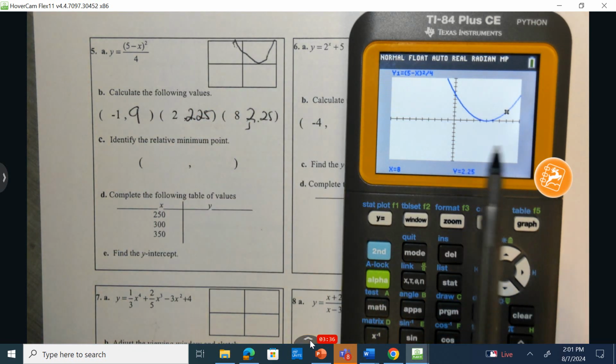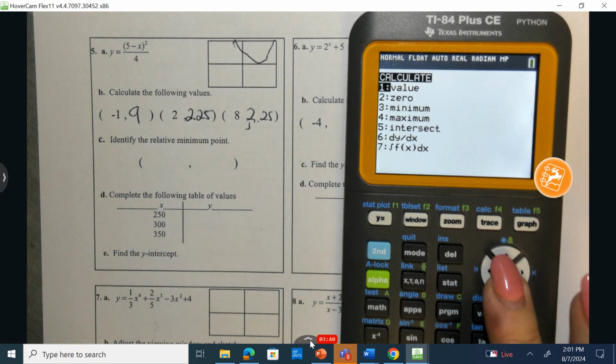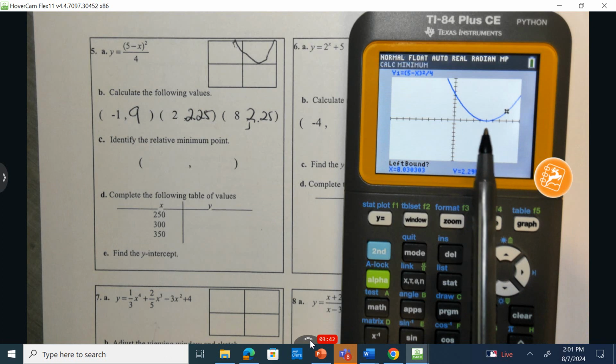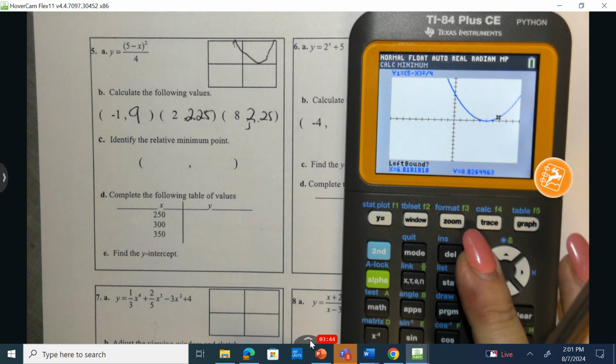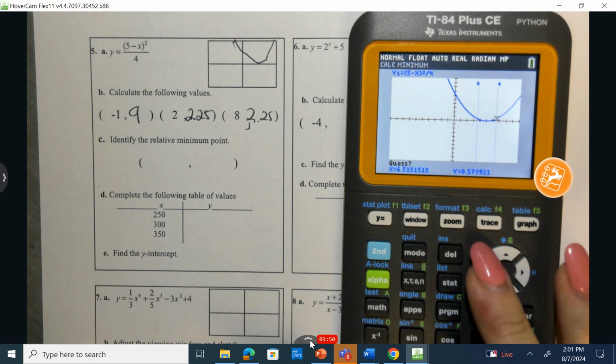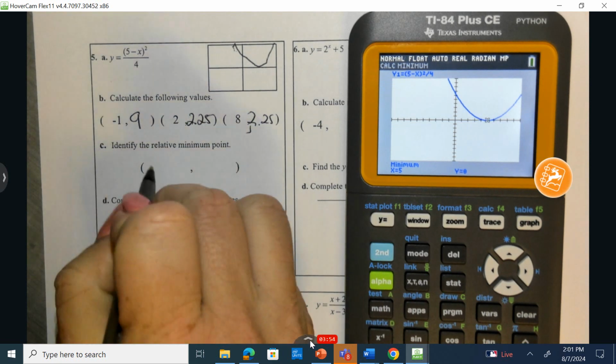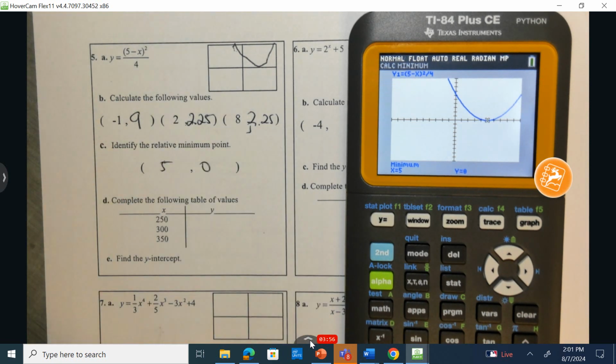Find the relative minimum point. So I want to know, what is this minimum value? Second trace, going all the way down to minimum. I want to go slightly to the left and slightly to the right of this minimum value. Here slightly to the left, using the arrows slightly to the right, and now going to where approximately the low point is, and it's at 50 is going to be the relative minimum value. Okay, complete the following table. So I want to know what would be these values.